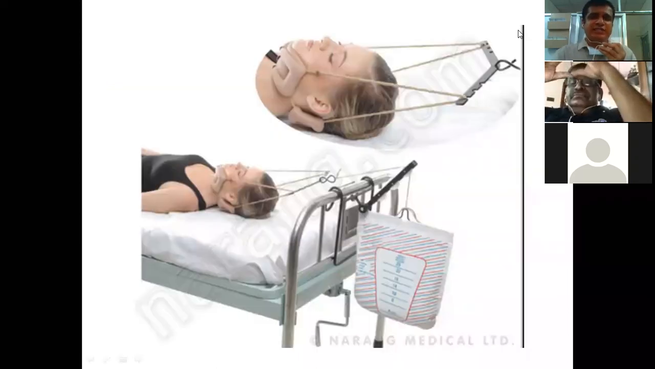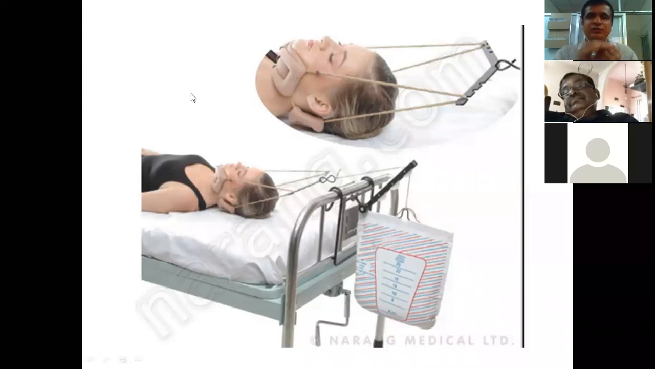The advantage is, applying the cervical collar in reverse position will bring the neck to flexion. Flexion will reduce the symptoms. So this is the ideology of using a cervical collar in reverse position. Now, coming to how I treat the patients.